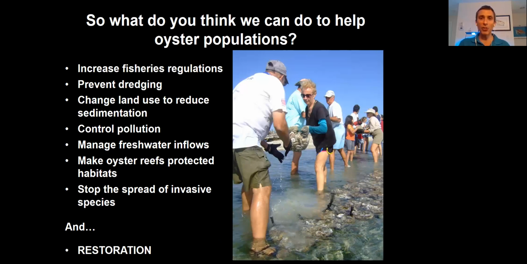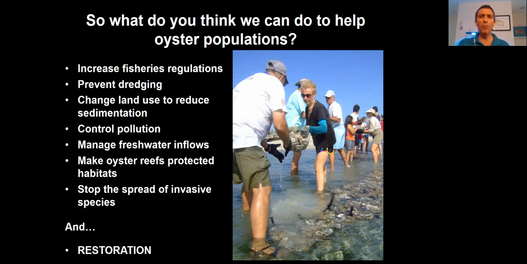We can create regulations to protect oysters from overharvest. We can have land use regulations to reduce coastal development or cause coastal development to be conducted in a safer manner. We can resist proposals to dredge our estuaries. We can control pollution washing into our estuaries. We can manage those freshwater inflows to create more natural salinity patterns. We can protect oyster reefs, create protected areas to reduce harvest and destruction. We can stop the spread of invasive species. And most importantly, we can restore oyster reefs. And that's where I want to take this next.